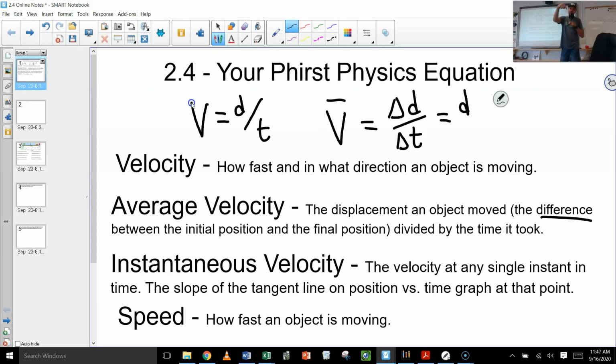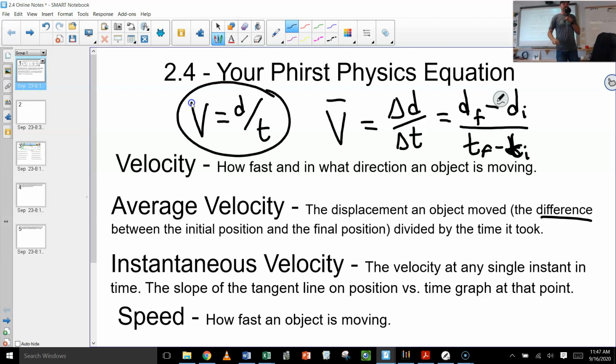D sub meaning below, like submarine. D sub F minus D sub I over T sub F minus T sub I. So final displacement minus your initial displacement divided by your final time minus your initial time. Sorry, this is a little messy there. But a lot of times our initial time is going to be 0. And I'm going to typically write it like this because it's not so intimidating when you see all these fancy words and physics talk. So let me show you how I would apply this equation.